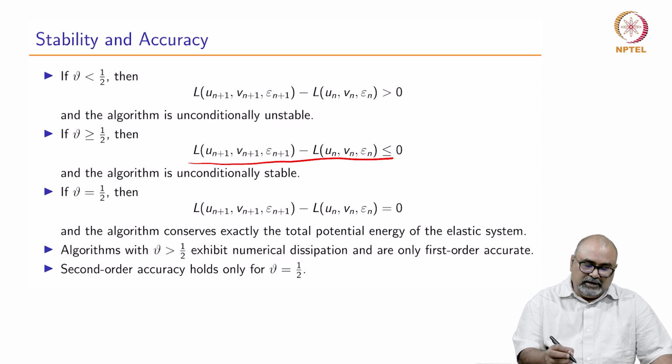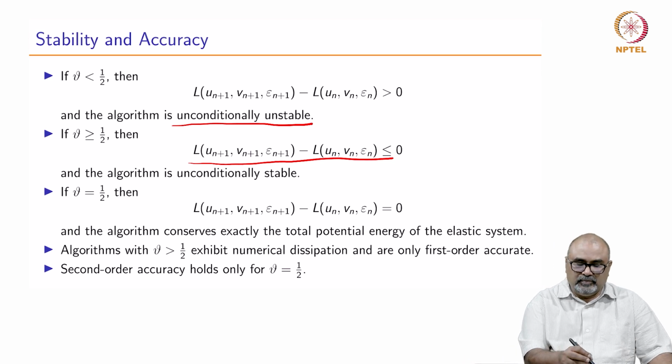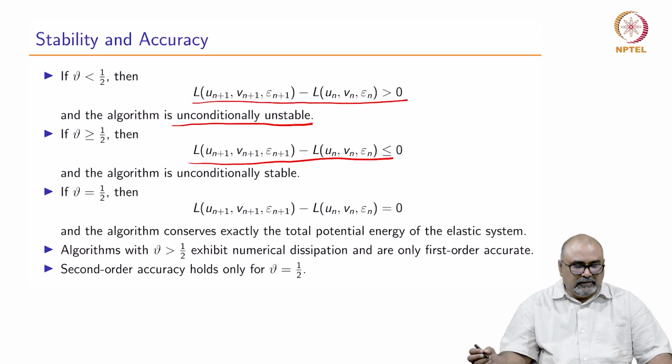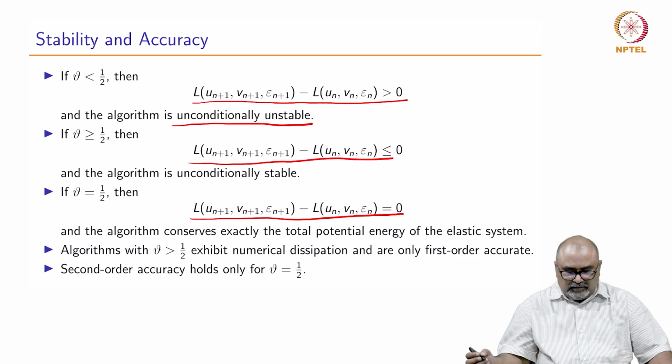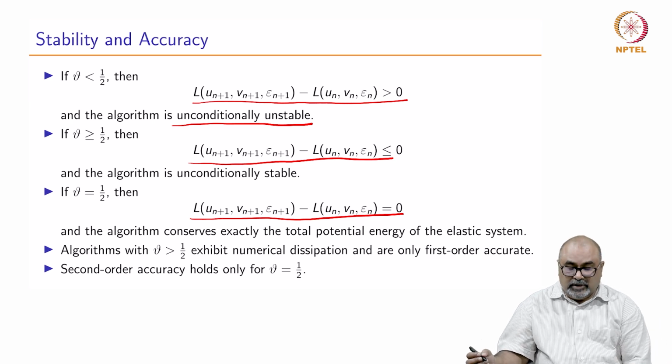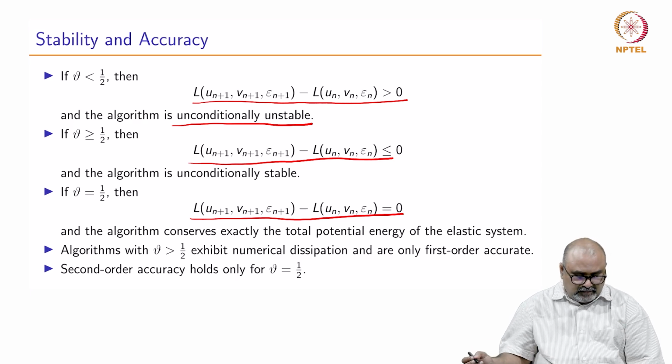When V is less than half, then the algorithm is unconditionally unstable, then this difference becomes greater than 0. When V is equal to half, then L of U n plus 1, V n plus 1, epsilon n plus 1 minus L of U n, V n, epsilon n is equal to 0, and the algorithm conserves exactly the total potential energy of the systems.